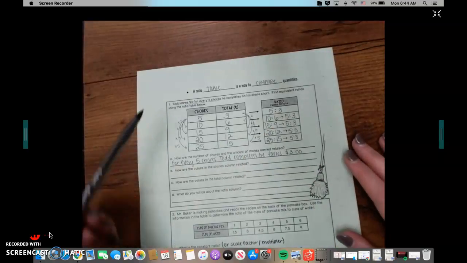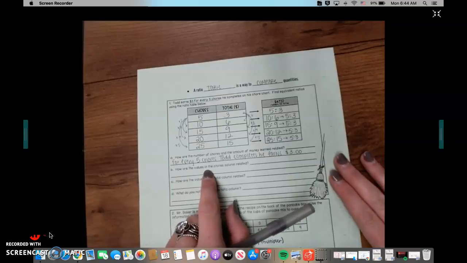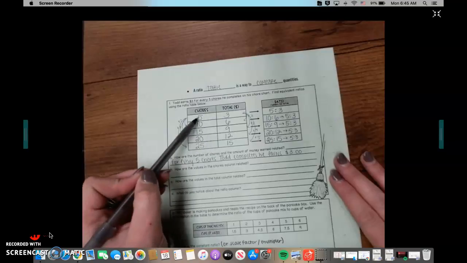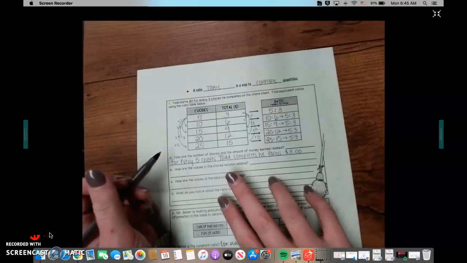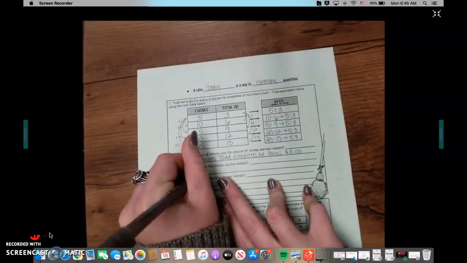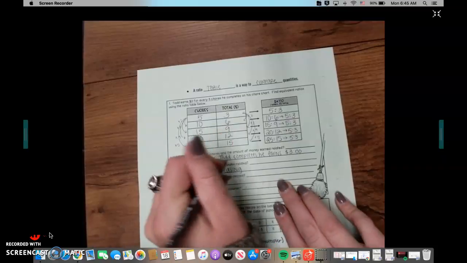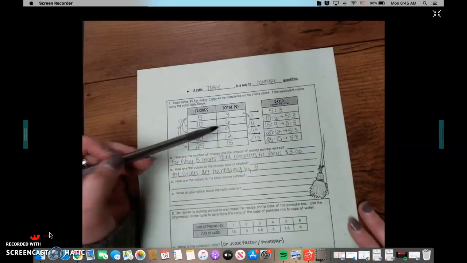Okay, so no matter what, every 5 chores he earns another $3. B, how are the values in the chores column related? So just looking over here at these, do you notice what the pattern might be? Yeah, you're right. The chores are increasing by 5. Every time the chores are increasing by 5, so he's earning those $3.